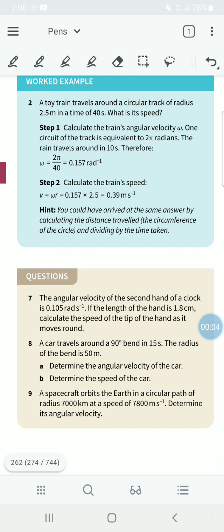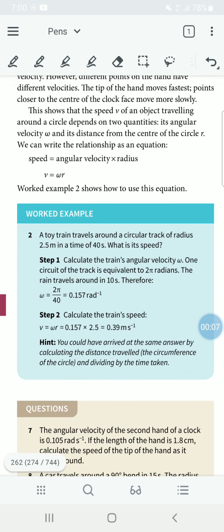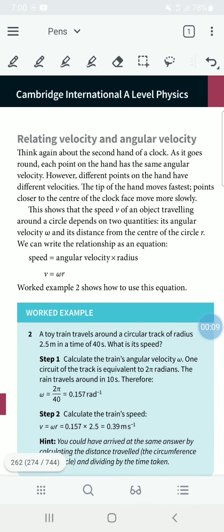Chapter 17 Physics, question number 789. But before that, I want you to write a small note out of this. Write down relating velocity and angular velocity. Write down the speed of an object traveling around a circle has a relationship with its radius.